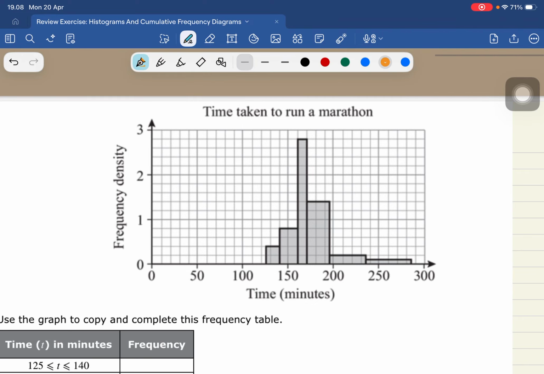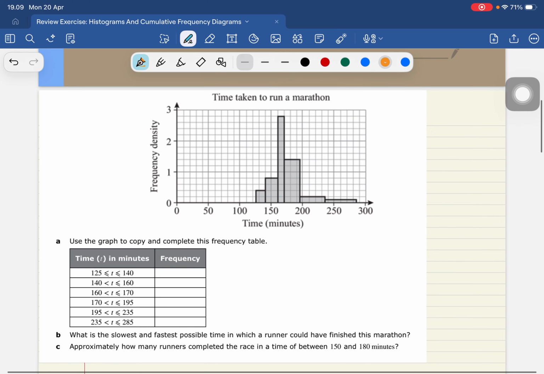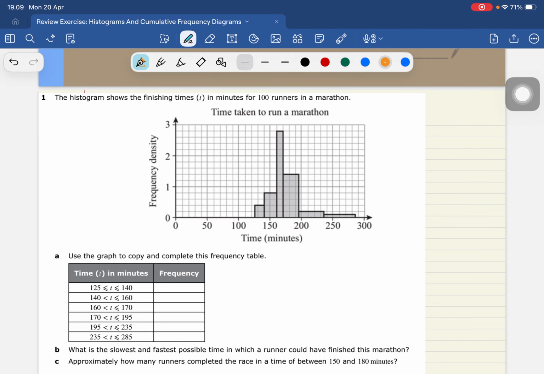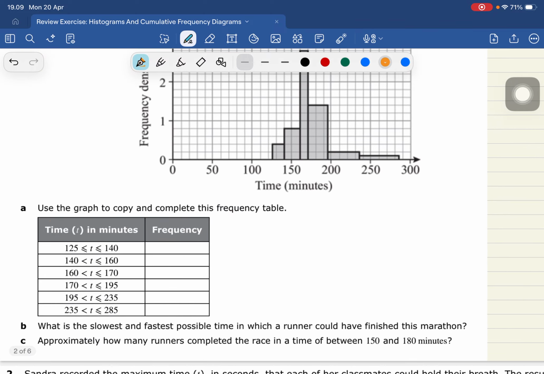Hi, in this video, I'm going to review exercise for histogram and cumulative frequency diagram. So take a look at number 1. This is the histogram. The finishing time is T in minutes for 100 runners. Use the graph to copy and complete the frequency table.